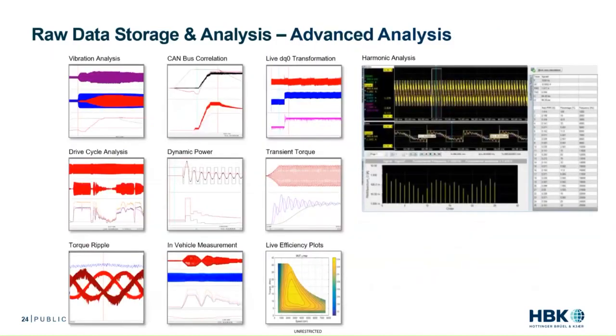So a power analyzer should ideally offer quite a wide variety of advanced acquisition and advanced analysis applications, such as vibration analysis, CAN-bus correlation, and as we already mentioned, the live DQ0 transformation, drive cycle analysis, dynamic power measurements, transient torque, torque ripple, in-vehicle measurements, and even live efficiency plots. Now, these analysis features are made possible by the storage of raw data plus real-time and post-analysis equations, which should be automatically created for you based on the configuration of your drivetrain setup.